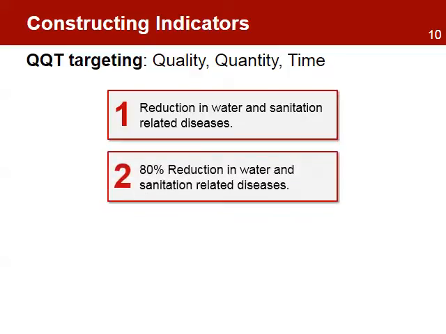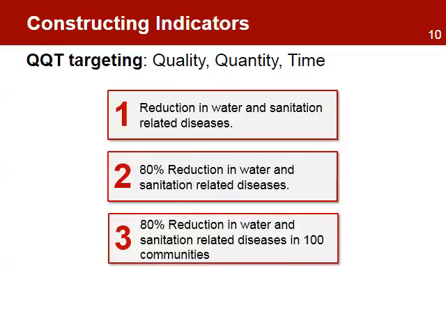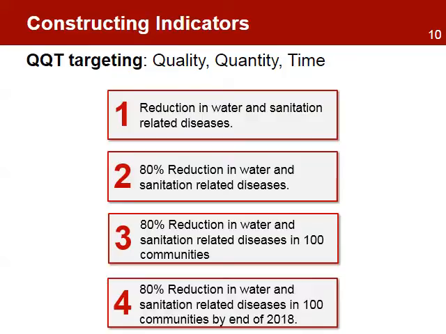Then we add quality, reduction by 80%. Then we can add quantity, in 100 communities. And finally, we add time, by the year 2018. This is a simple process that can be used to guide the development of good indicators.